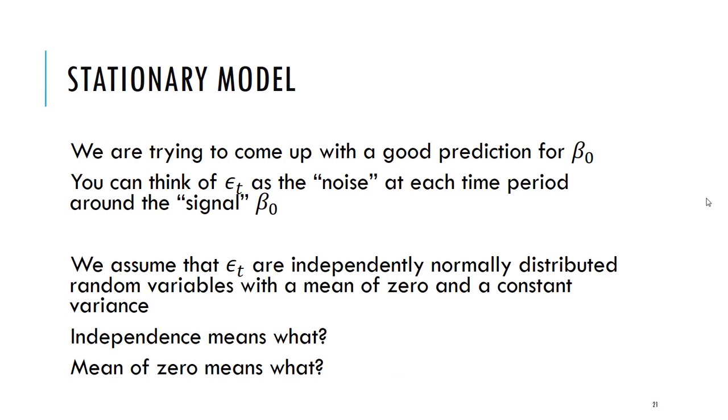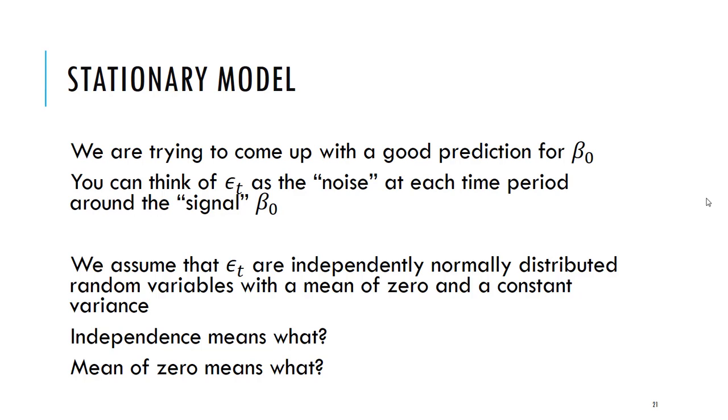So what we're trying to do for a stationary time series is come up with a good prediction for the beta sub 0, the thing that we're going to call the signal. That's the mean value that we think is unchanging. And the noise is simply the epsilon sub t at each time period that's around that signal. So to use these models, we often assume that the epsilon sub t are independently, normally distributed random variables with a mean of 0 and a constant variance.